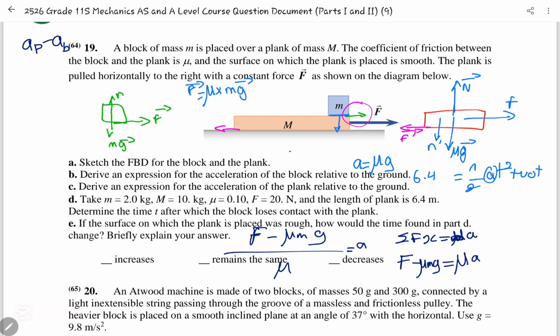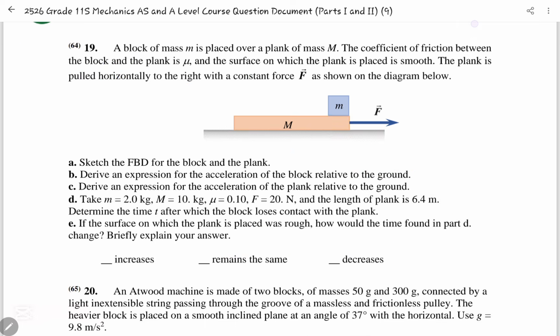If you substitute the values, for the plank it's going to be 20 minus 0.1 times 2 times 10, over 10, I got an answer of 1.8, minus the acceleration of the block, 0.1 times 10, it's 1, so you get 0.8 meters per second squared. So now this is my acceleration, and it starts from rest, so there's nothing over here. The time will end up becoming, if you solve it, 4 seconds. So that's it for part D.